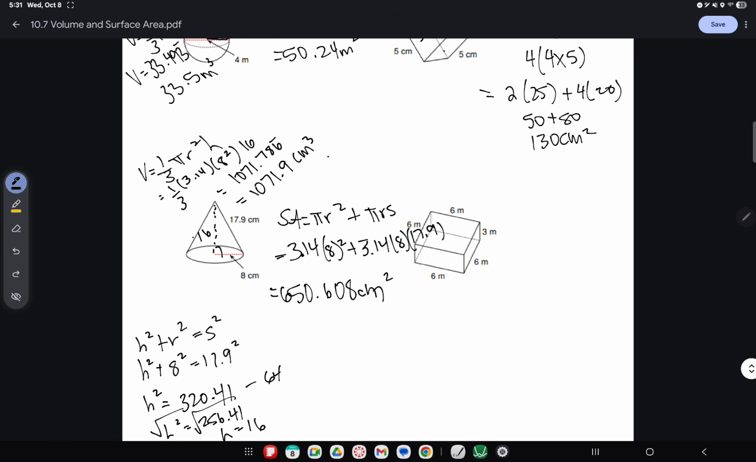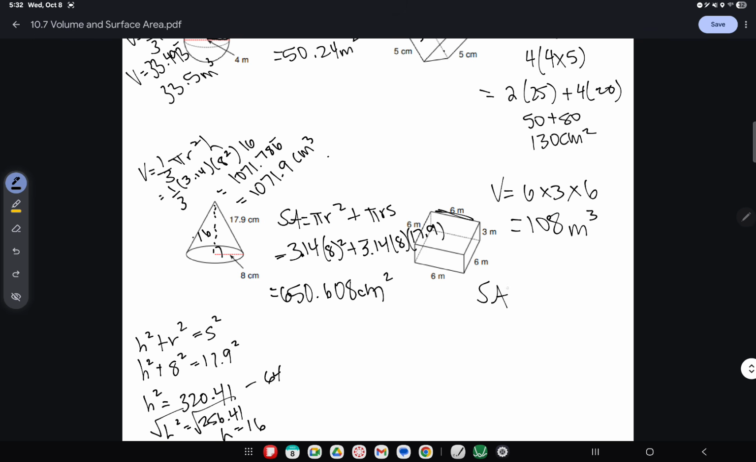I have a rectangular prism here. So volume is area of the base, which is length times width. So 6 times 3, and then times the depth, which is 6. So 6 times 3 times 6 is 108.